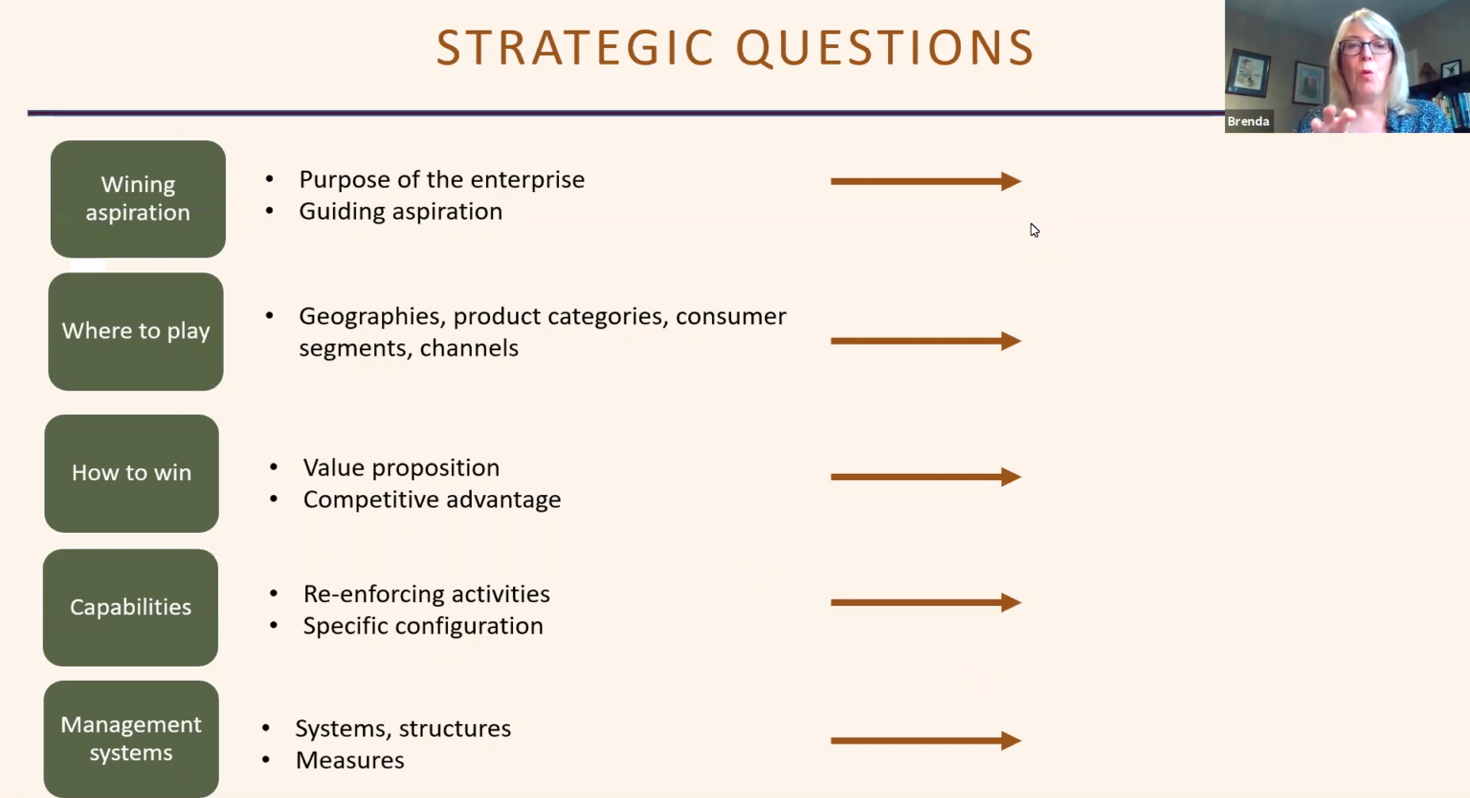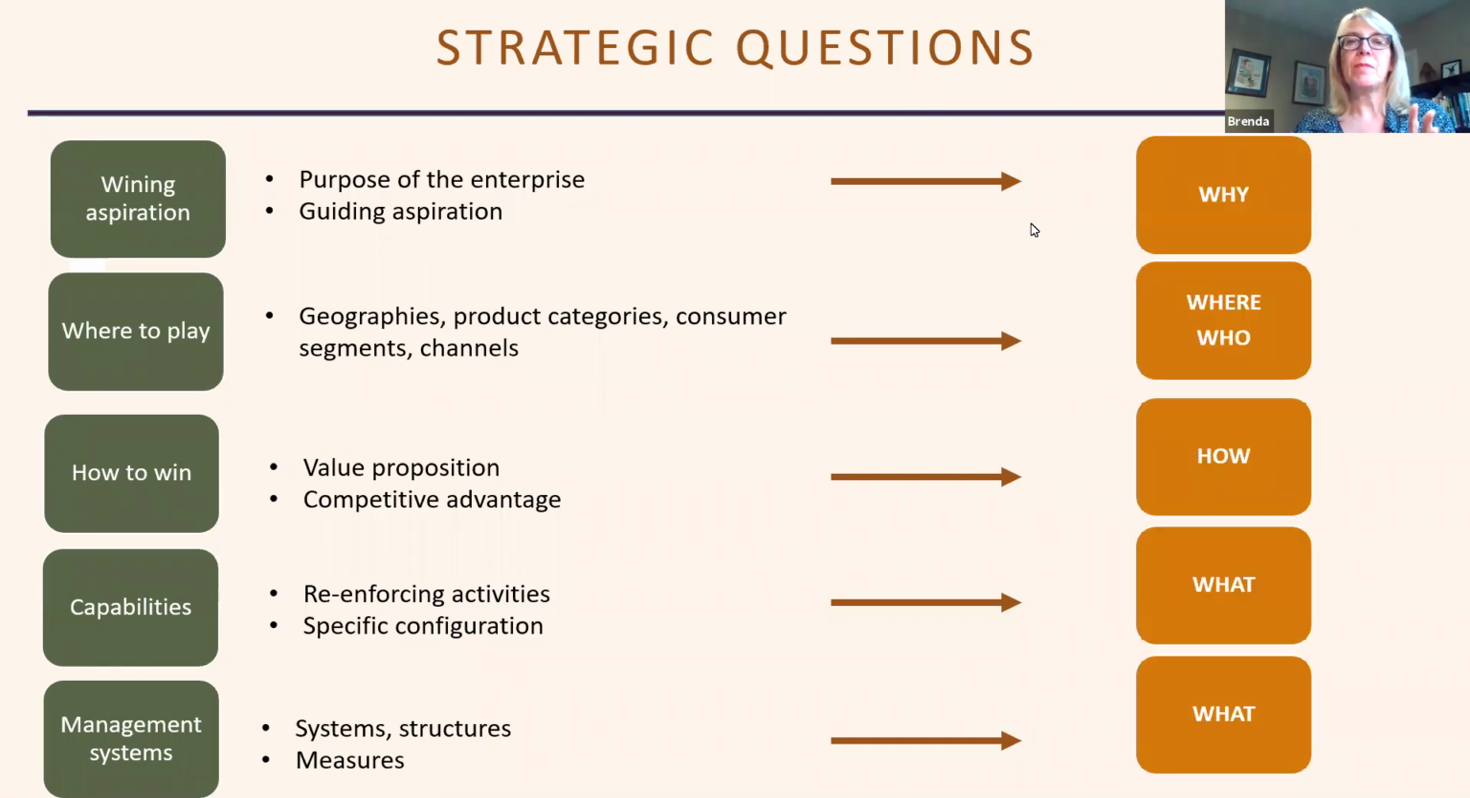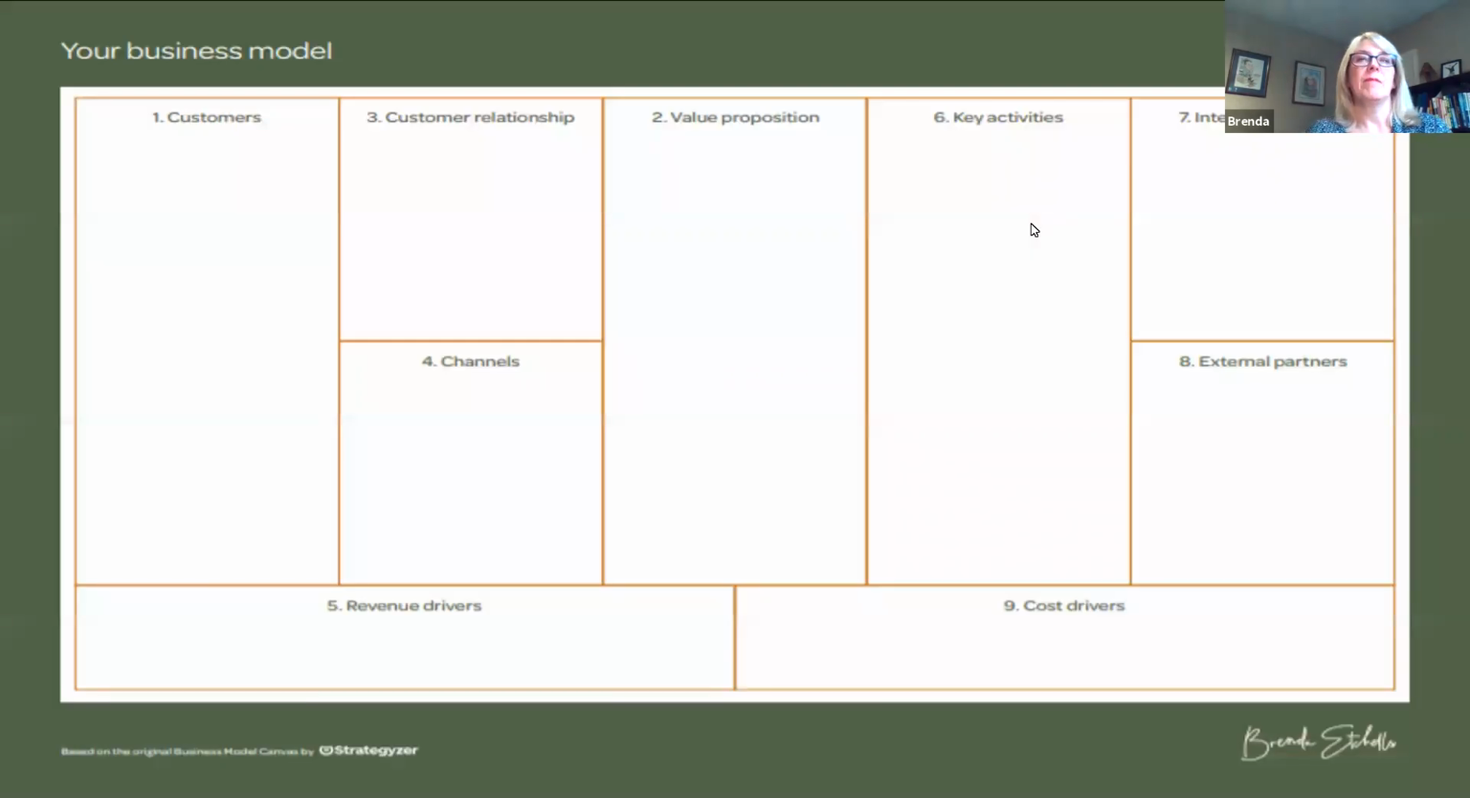And once you've figured all that out, what actual activities do you need to do to make that happen? And what measures and processes and structures do you need to have in place? So in effect, what does your operating model need to look like? That's all a bit wordy, so I've simplified it right down. So in essence, I think you can look at basically the why, where, who, how, what, when questions. And we can lay them onto the business model canvas. So in essence, all the business model canvas is doing is taking those strategic questions and simplifying them right down.